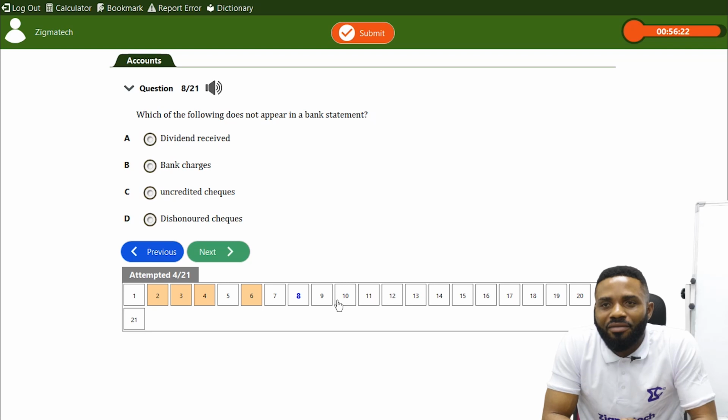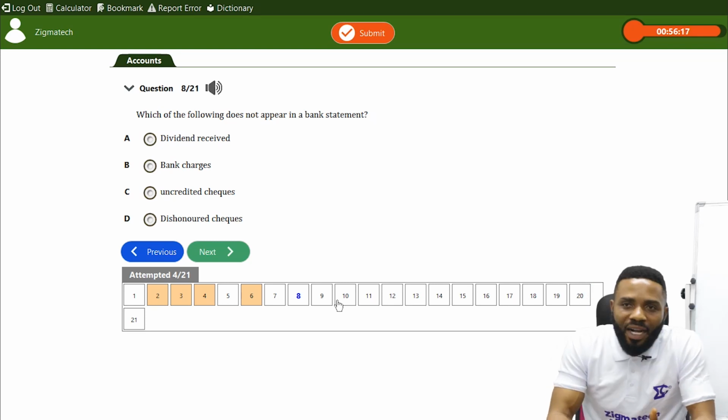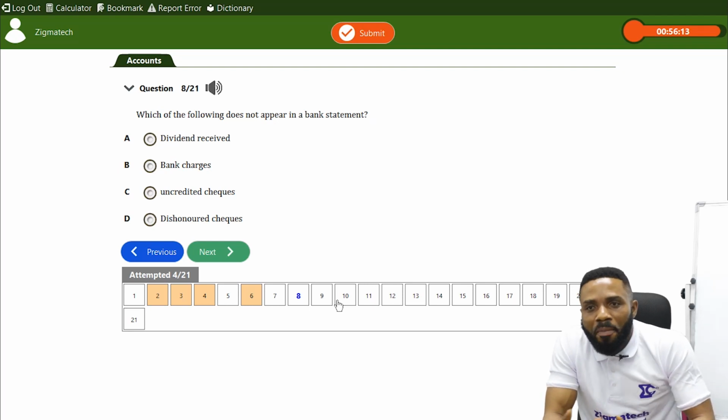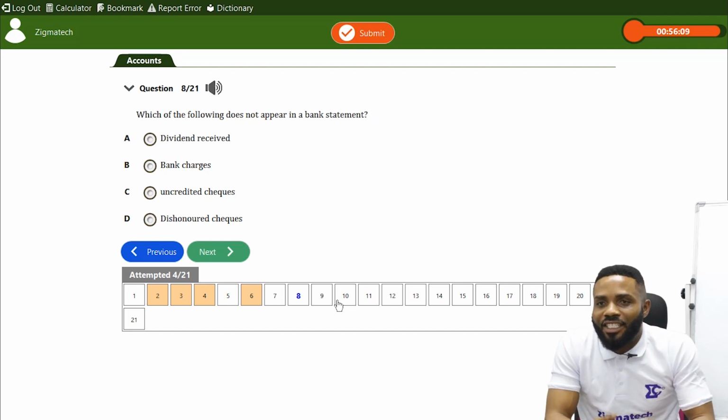We have said dividend received. This dividend goes straight into the bank account. Bank charges are money deducted from your account by the bank. And then uncredited check. I said this is a check that has not been credited into the bank.